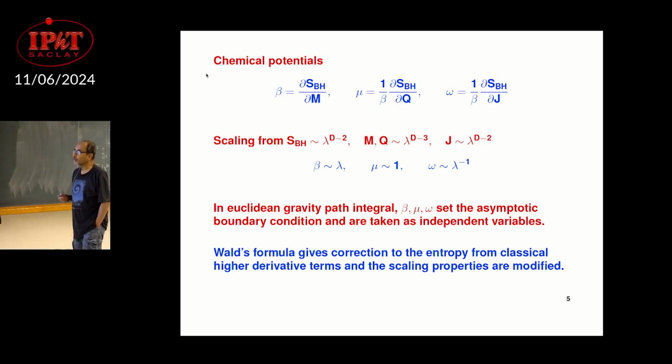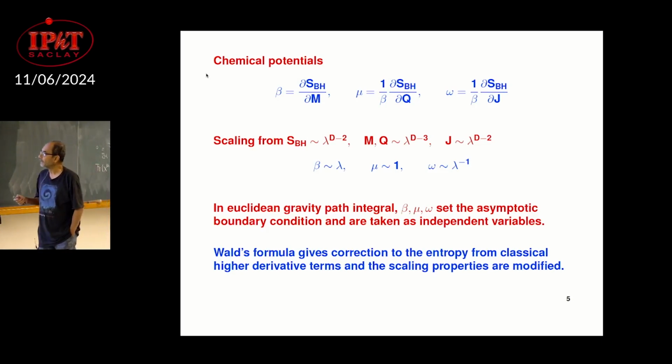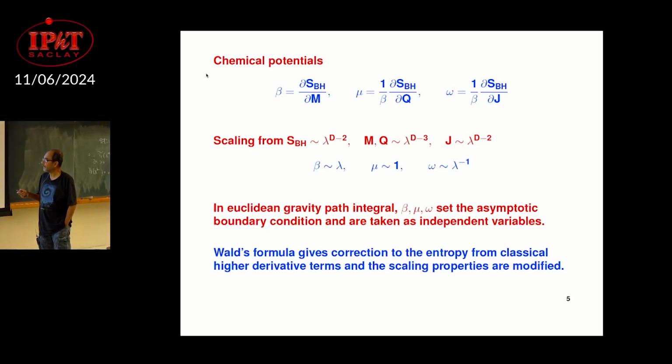Now, we also introduce chemical potentials. These will be important for us later. Okay. And I'll call all of these chemical potentials. This is the inverse temperature, okay, which is the derivative of the Bekenstein-Hawking entropy with respect to the mass. This is a chemical potential for the charges. And this is what is also sometimes referred to as the angular velocity. This is a chemical potential dual to the angular momentum.